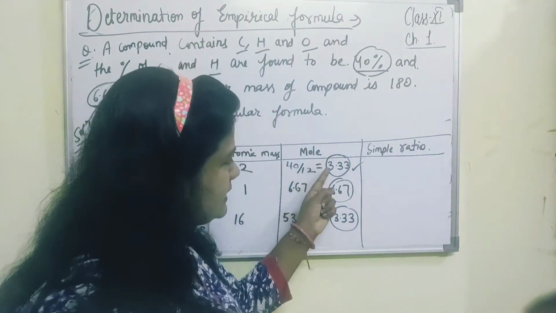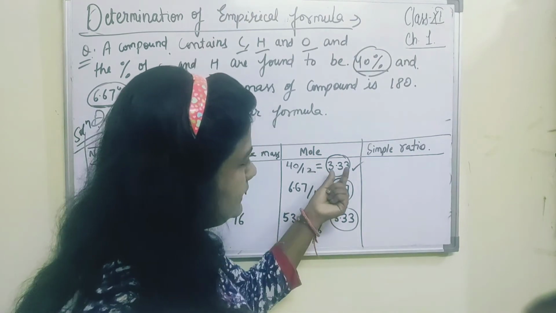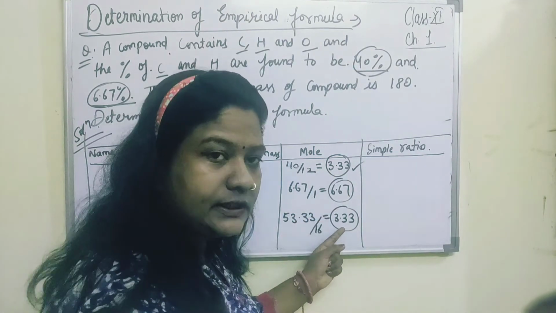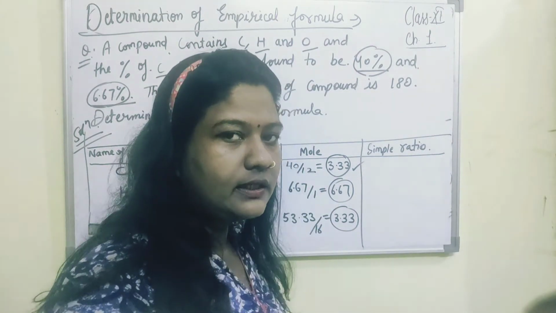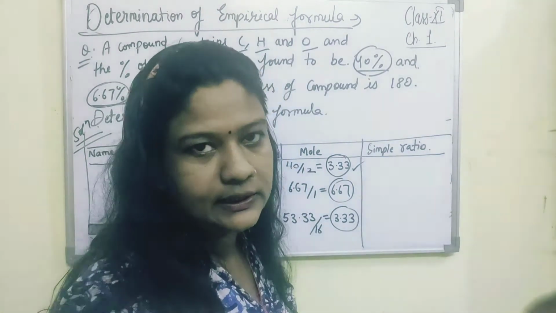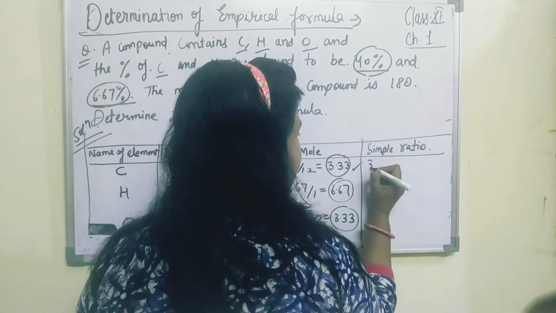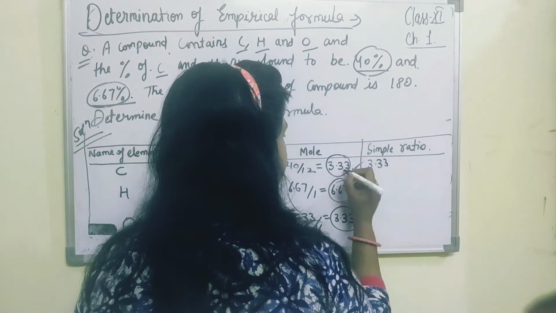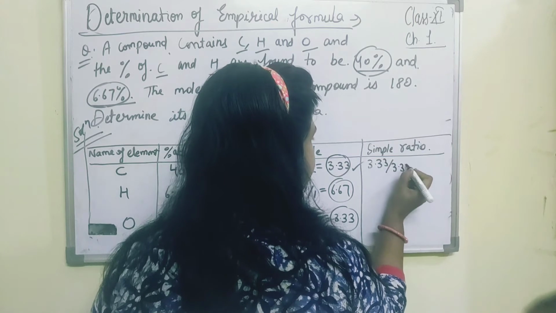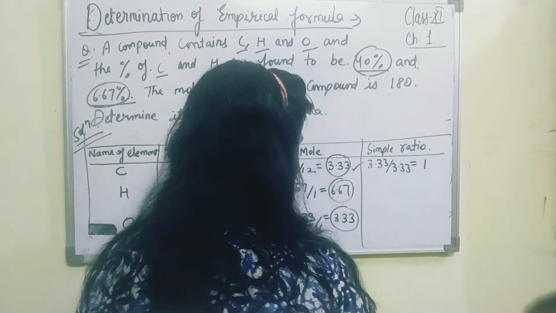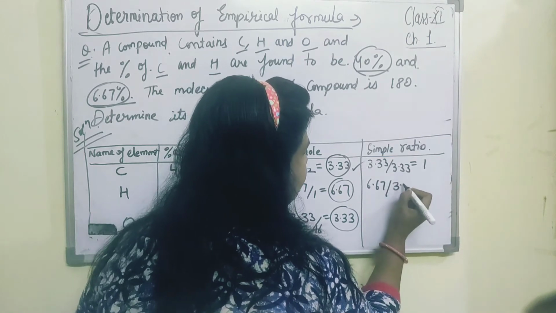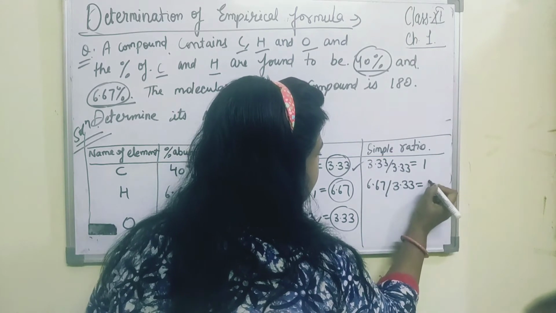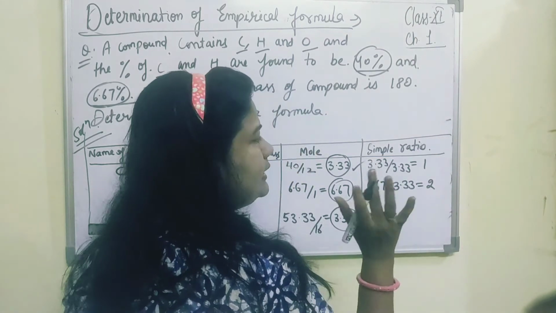हमें सबसे लीस्ट नंबर जो है, सबसे कम नंबर कौन सा है? 3.33. इससे तीनों नंबर को डिवाइड करना है. हमें क्या लेने के लिए? सिंपल रेशियो लेने के लिए. ठीक है. तो वी विल डिवाइड 3.33 डिवाइडेड बाय 3.33 इज इक्वल टू 1. नाउ 6.67 डिवाइडेड बाय 3.33 एंड वी विल गेट द नंबर 2, अप्रोक्सीमेट 2.